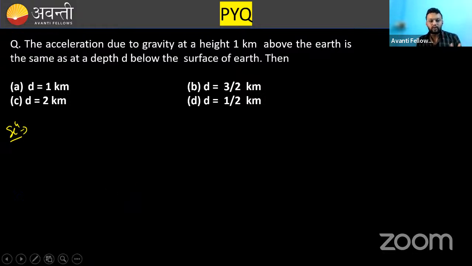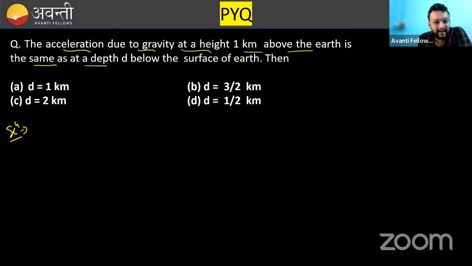Okay, so now we will solve this question. The question says the acceleration due to gravity at a height of 1 kilometer above the earth is the same as at a depth d below the surface of the earth. The question is very simple. Let's solve it. You should remember the relation.